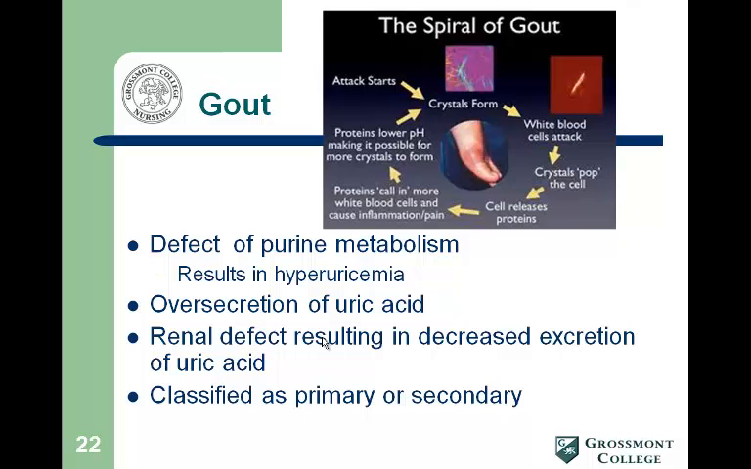So we have either primary or secondary gout, and if it's primary, it's often inherited. So it can be an overproduction of uric acid or else under secretion by the kidneys. So we're either making too much or we're not getting rid of enough.